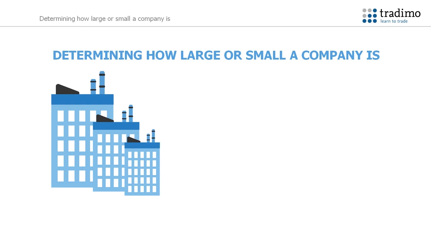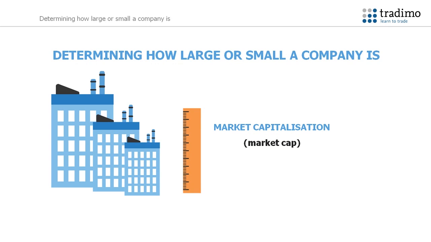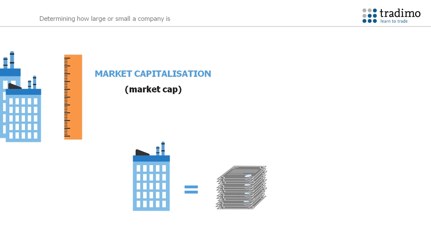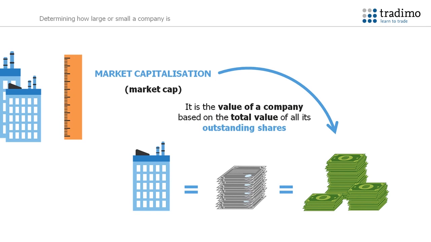You can determine how large or small a company is by using a common method called market capitalization to calculate its value. It is also known as market cap for short. Market capitalization is the value of a company based on the total value of all its outstanding shares. Basically, it shows you how much it would cost to purchase the entire company at the current share value. When the company's share price rises or falls, the market capitalization follows suit.